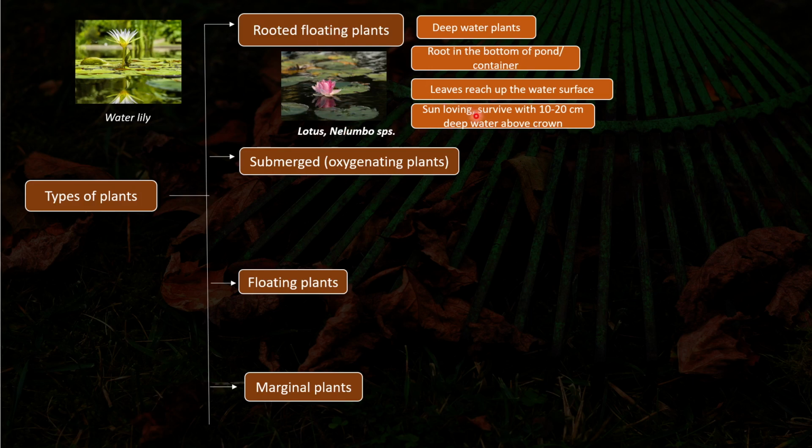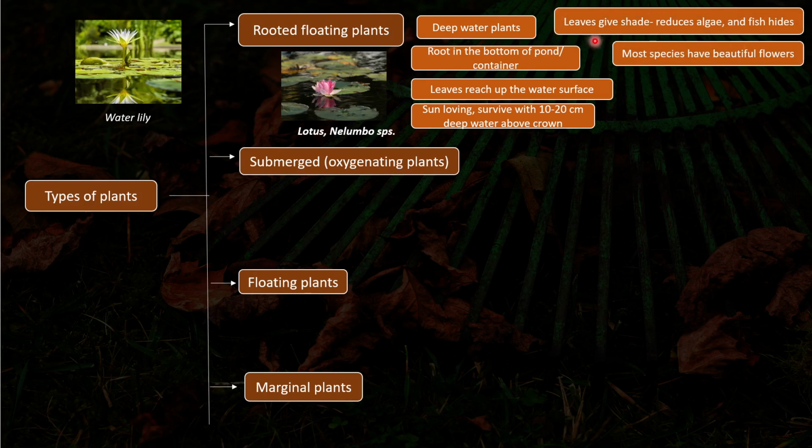Now these plants are the sun loving plants. They love sun, so they survive with 10 to 20 centimeter deep water above their crown. That is, above their stem they need to have at least 10 to 20 centimeter of deep water. That is, all of their stem should be submerged in water. Only leaf and flower should be on the top.